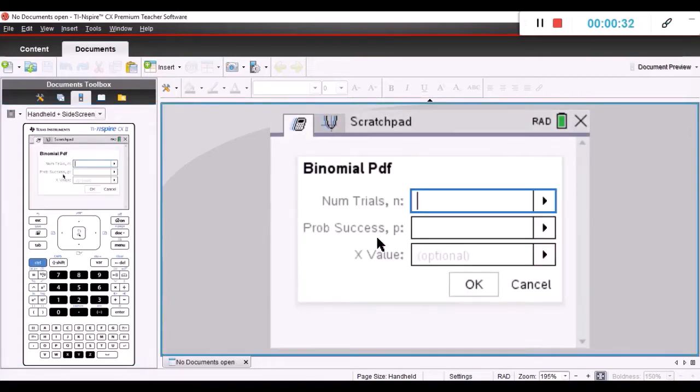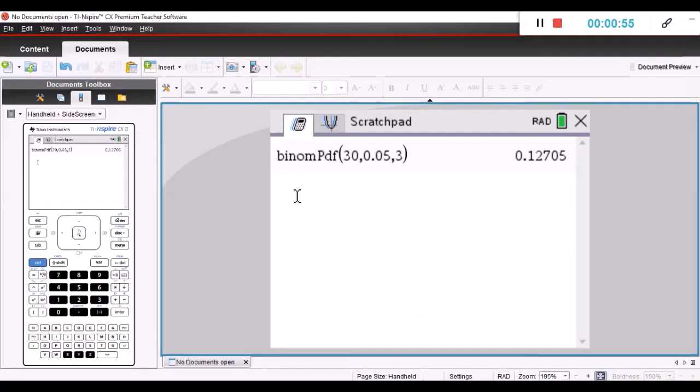So we click that, and then it asks me for some familiar things. The parameters: the number of trials, in this case 30, and the probability of success, which in this case was 0.05. Now the x value is optional, but we know in this question it was asking us for when we have 3 failed chips. So I want to put in x equals 3. I press OK, and there it spits out my answer, 0.127, or about 12%. This is the same number we got when we calculated the answer using the formula. And it's a good deal easier than the formula, and there's less chance for error.